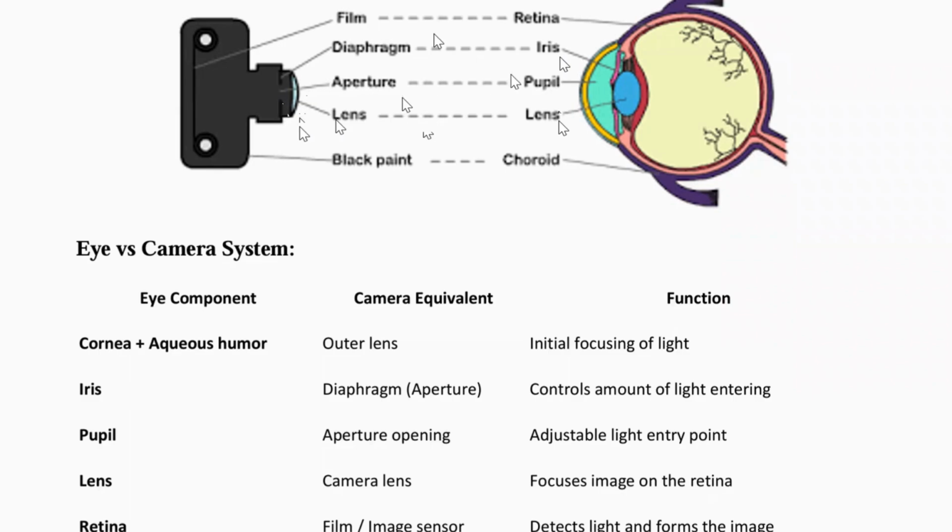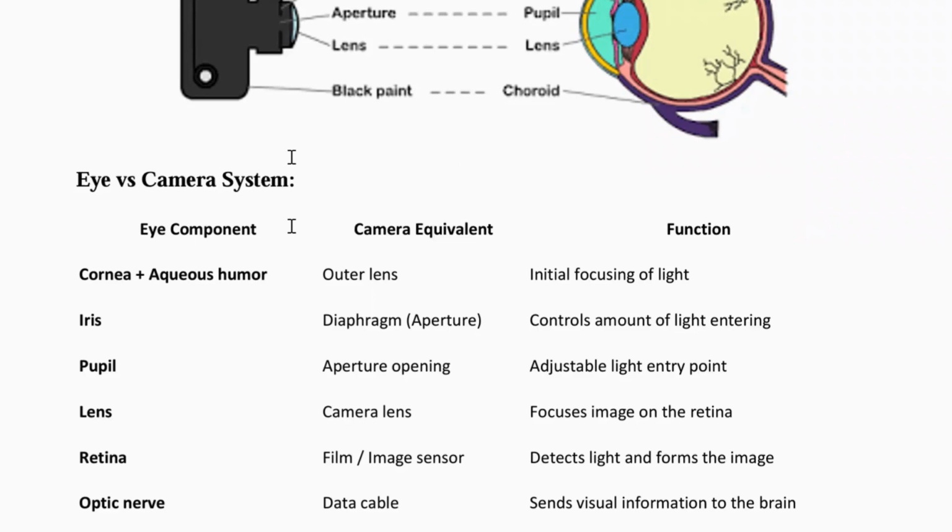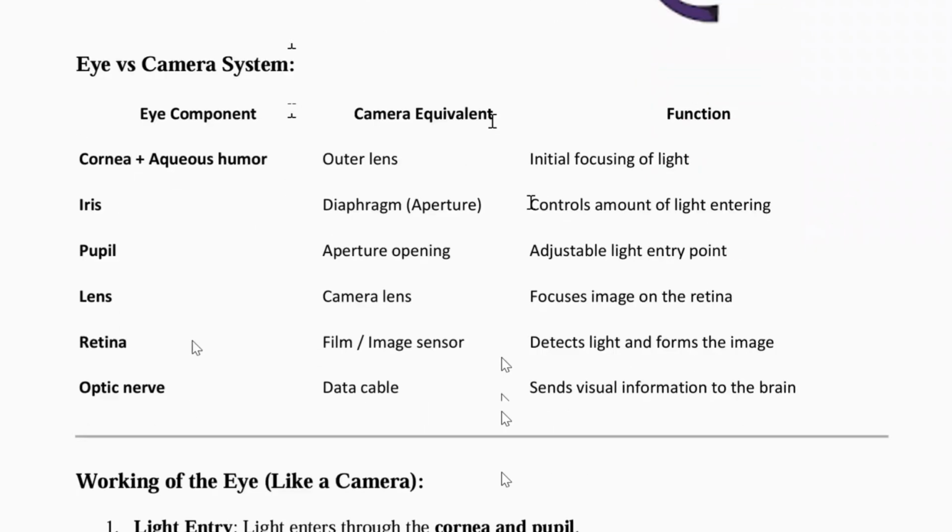Then finally retina. What is this retina? Here it is the film in the camera. Okay, it detects the light and forms the image. Finally, we have an optic nerve to transfer it to the brain. Here we have a data cable to transfer.